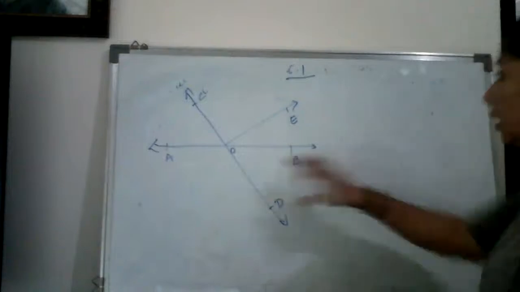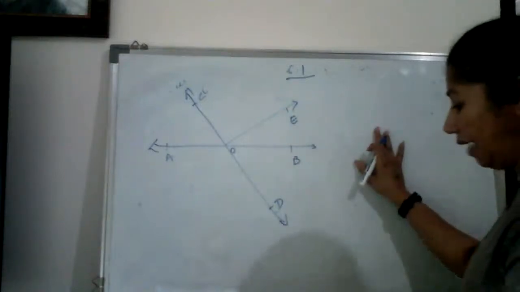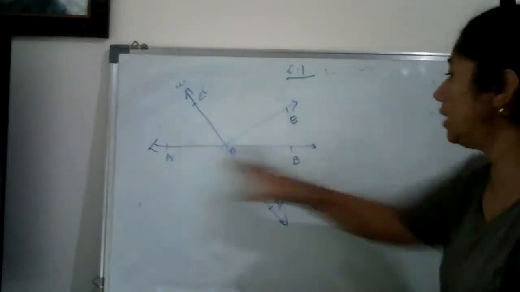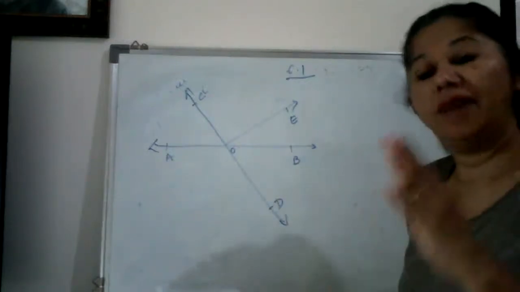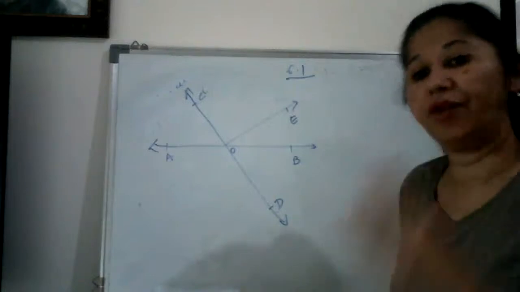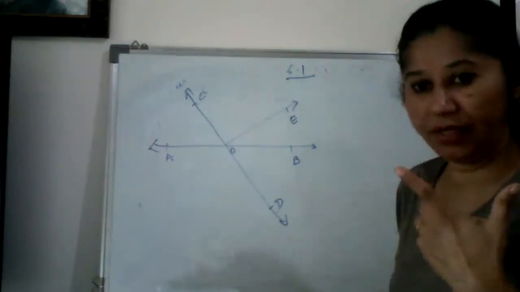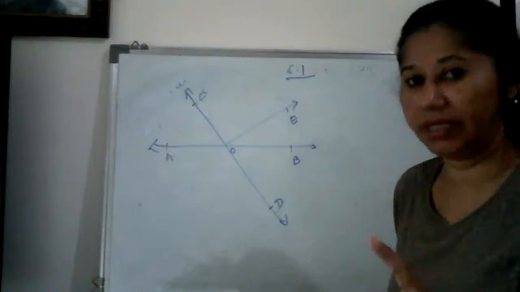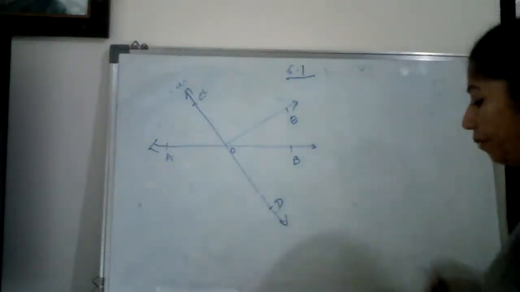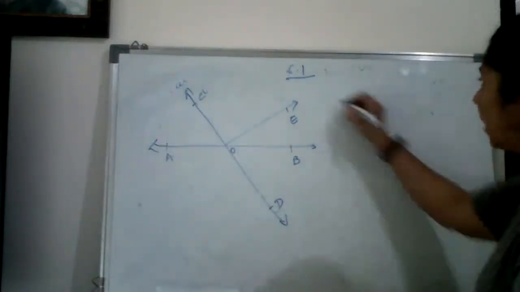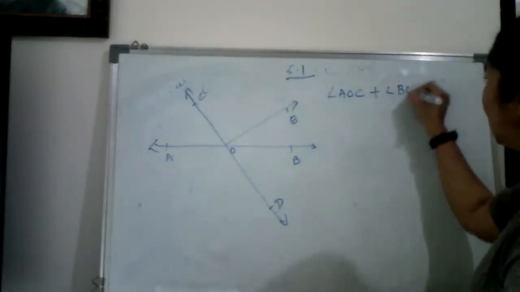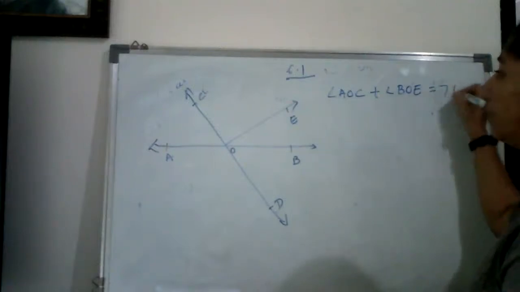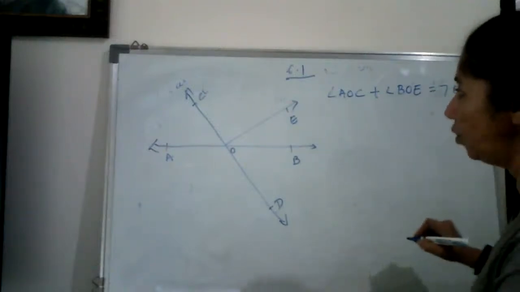What are you given here? That lines AB and CD are intersecting. Now, whenever it is a line, you remember that you will have a linear pair of angles, right? You will get a linear pair. So that means the total is 180 degrees. Please remember that. Okay. Then we are given that angle AOC plus angle BOE is equal to 70 degrees. So you see AOC plus BOE.